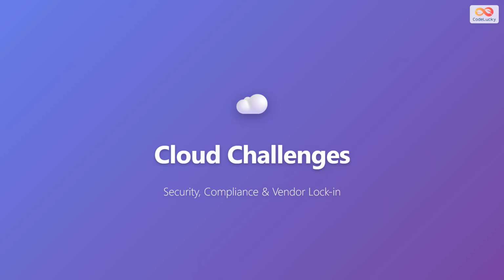When organizations move to the cloud, they encounter three major obstacles: security concerns, compliance requirements, and vendor lock-in. Understanding these challenges is crucial for making informed decisions about cloud adoption and management.